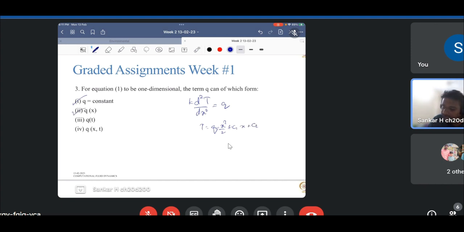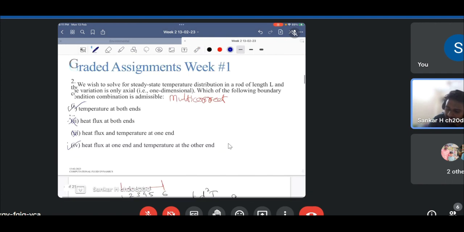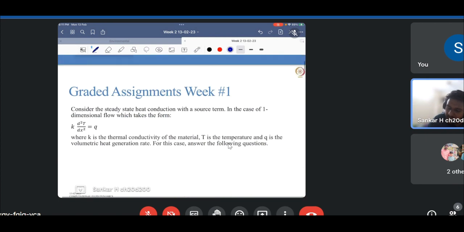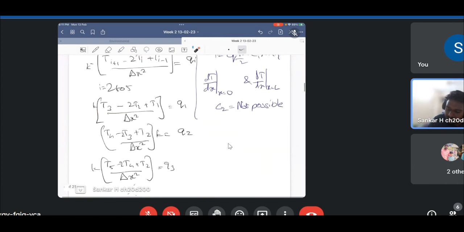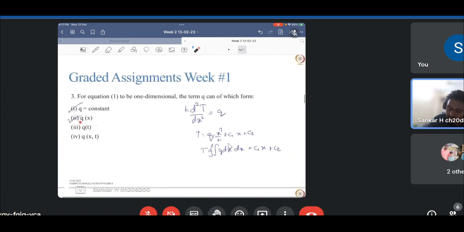If Q is a function of x, again we'll get this form, where you have to integrate Q dx times dx plus C1 x plus C2. If Q is a function of time, then we will have a problem, because we have assumed from the first page that it has to be steady state heat conduction. Therefore Q cannot be a function of time. So this answer is in fact wrong.